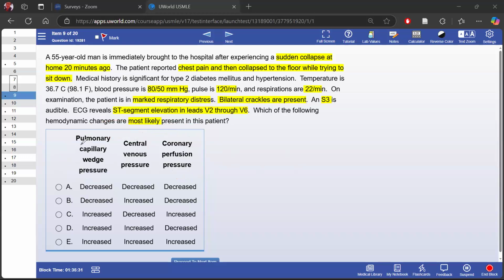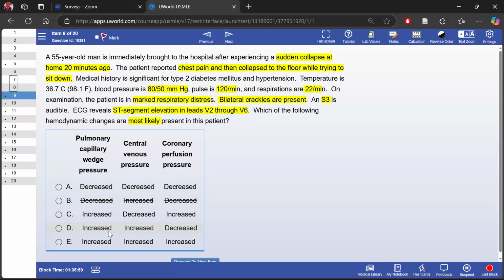So if I'm sure of the first one, I start with that, and I know it to be high in a patient with left heart failure. So I can rule out options A and B based on the first one alone. Then the next one says CVP. What will be the CVP in this patient? Will it be decreased or increased? Central venous pressure. The patient has heart failure.